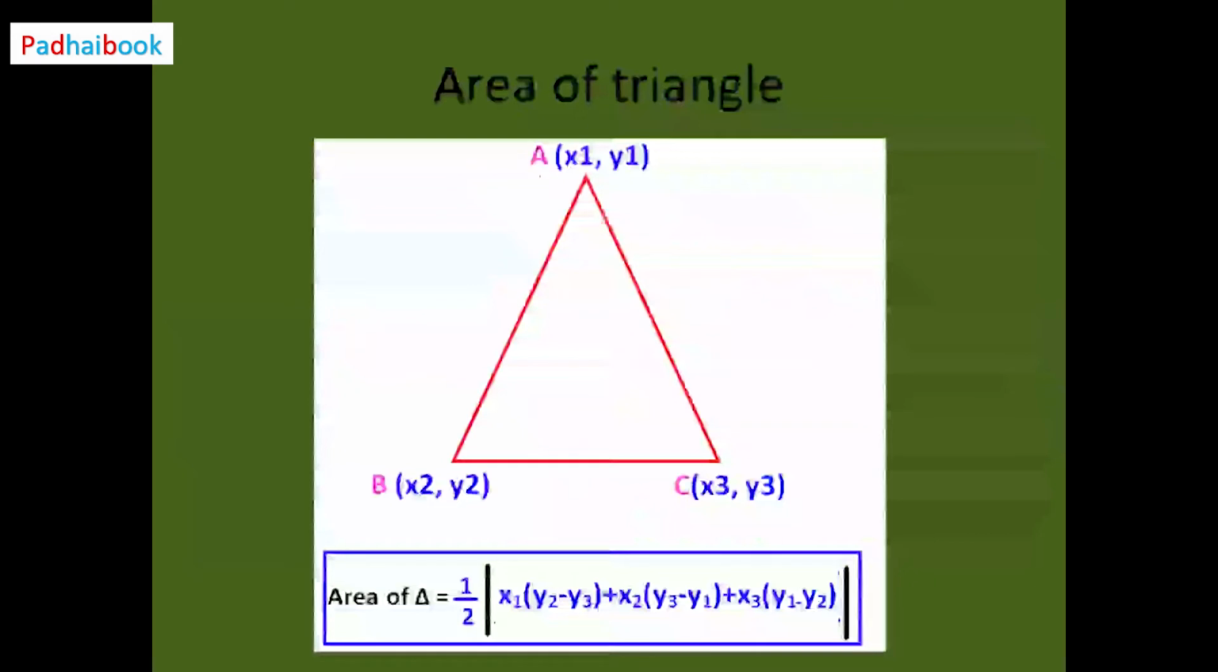Let's say I'm given a triangle ABC with the vertices x1, y1, x2, y2 and x3, y3. Then the area of the triangle is given by half modulus x1 times (y2 minus y3) plus x2 times (y3 minus y1) plus x3 times (y1 minus y2). There is one easy way to understand this formula. To learn this formula, I will tell you this easy way right now.